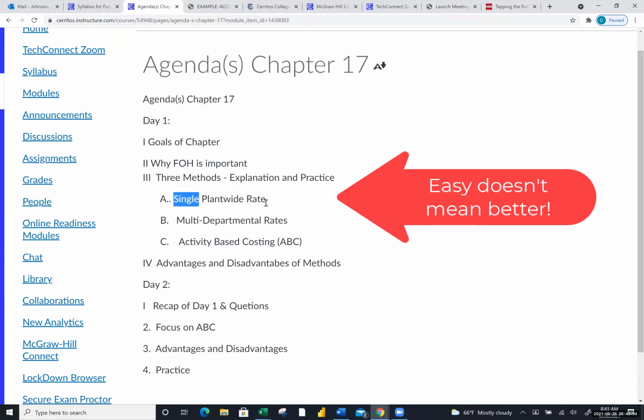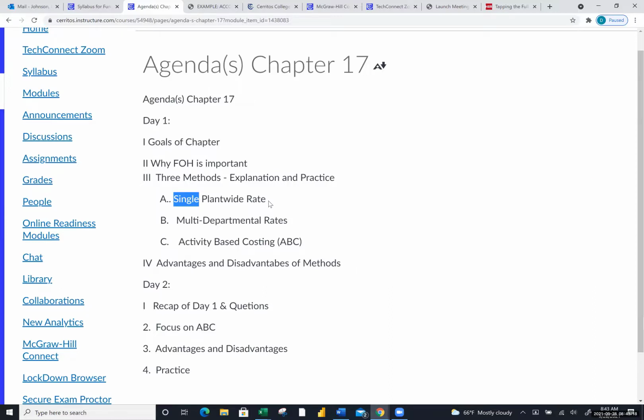So the single plant-wide rate is something we're already familiar with. Of course, we'll review it as part of today's lecture. That's the bucks on the top, one basis on the bottom. It's usually related to direct labor hours or machine hours. One rate, everything that is created in that plant uses the same rate.